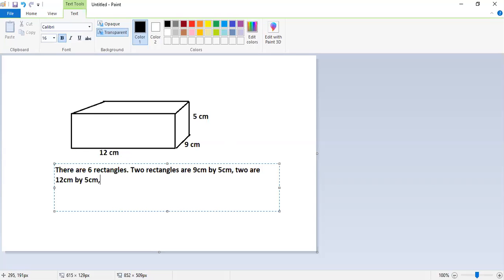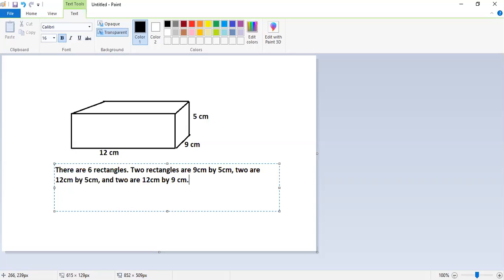Now what about the top and the bottom? So if this is 12, this is also going to be 12, and this is going to be 9, because this is 9 and this is also going to be 9. And 2 are 12 centimeter by 9 centimeter. So this is how you're going to be explaining.